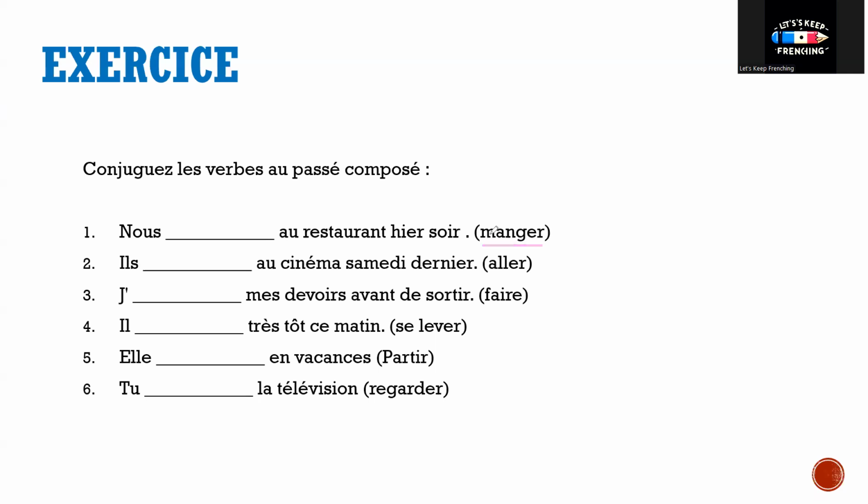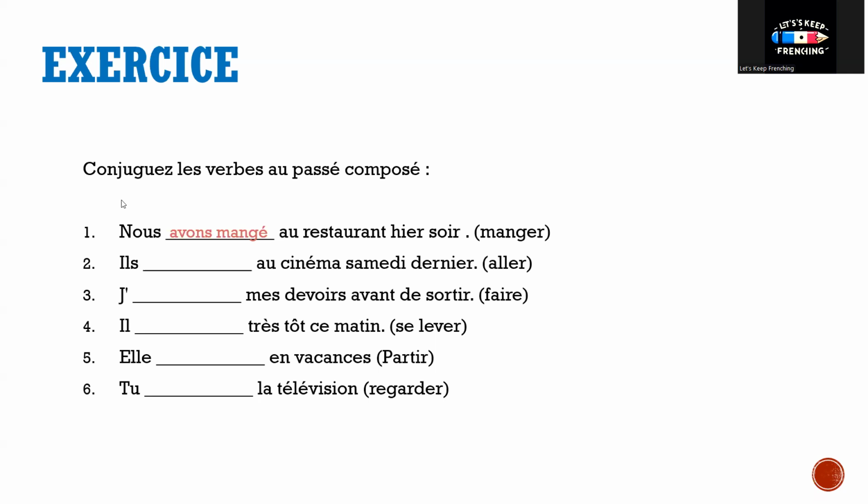Normal verb, so I'm going to use auxiliary avoir and the past participle will be mangé with an accent because it belongs to the first group, right? As we saw. So la réponse est: nous avons mangé au restaurant hier soir. Let's see the second sentence.